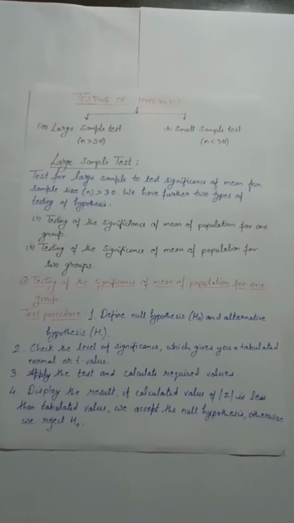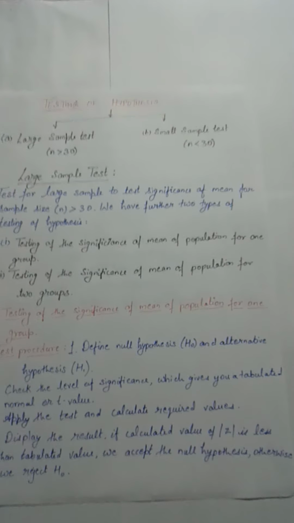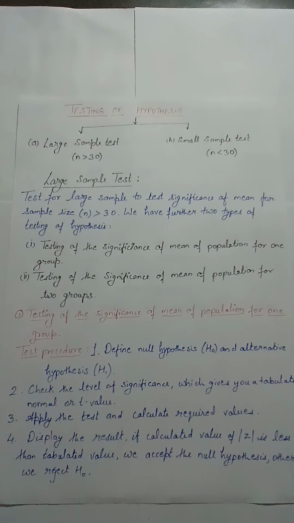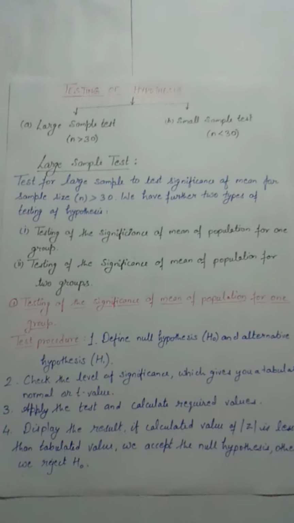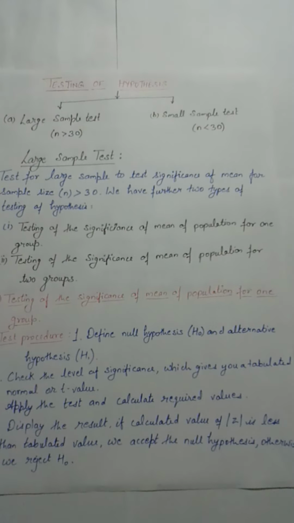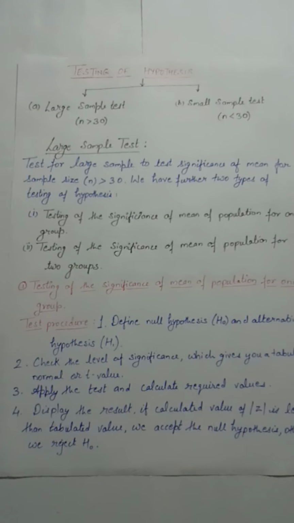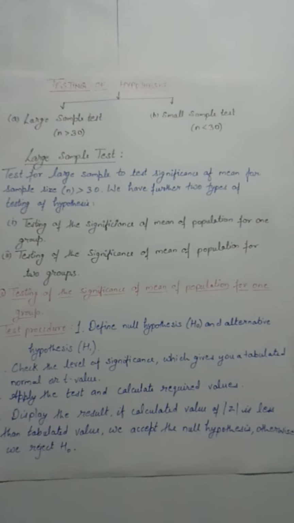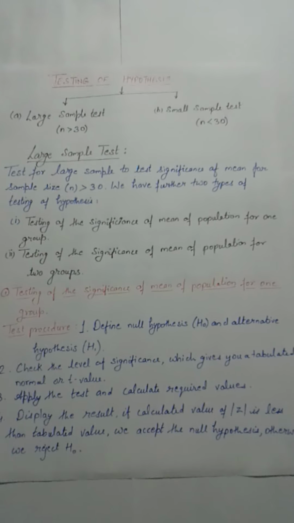So, as we can now see over here, testing of hypothesis can be classified into two categories. First one is the large sample test, where sample size n is greater than 30, and second one is the small sample test, where sample size is less than 30. Now let's come to the first category, that is large sample test, to test the significance of mean for sample size n greater than 30.